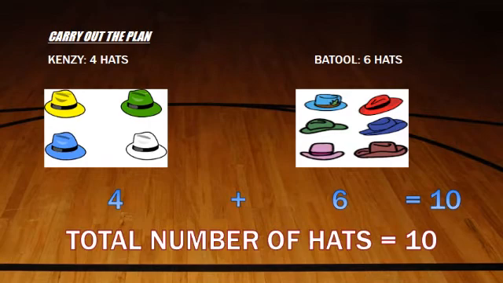To solve this step, we have to draw these hats on the paper so you can understand more easily. Kinsey has 4 hats, so we draw 4 hats here. Batul has 6 hats, so we draw 6 hats. Now we are going to count them. 4 plus 6. 4 hats plus 6 hats equal to 10 hats. So, the number of hats is 10 hats.